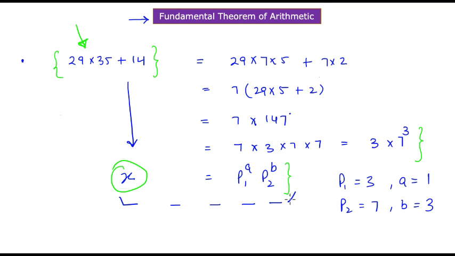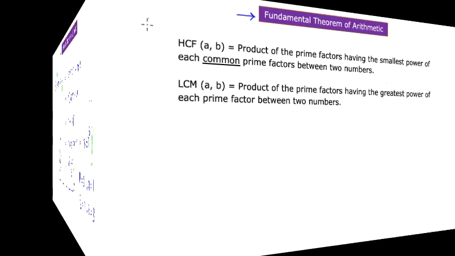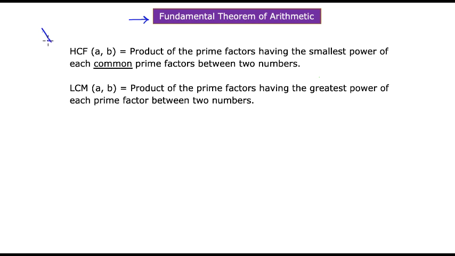Now let's see how we can use it to find the HCF and LCM of two numbers. So using the concept that every number can be broken down into its prime factors, we obtain a definition of HCF and LCM. The HCF of two numbers is the product of the prime factors having the smallest power of each common prime factor between two numbers. Okay, and LCM is the product of the prime factors having the greatest power of each prime factor between two numbers.